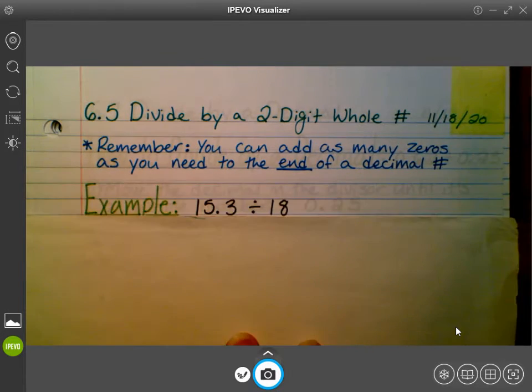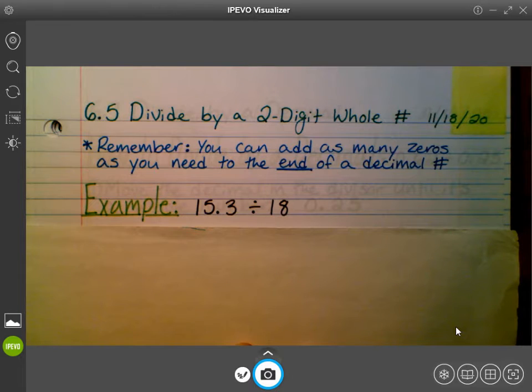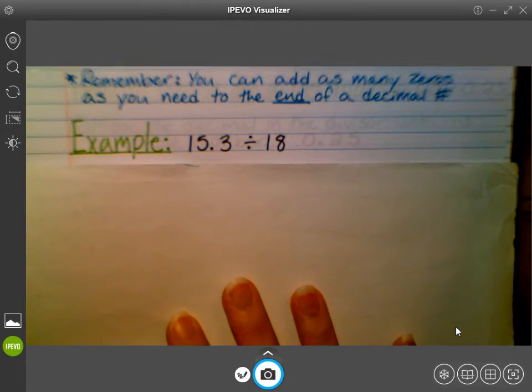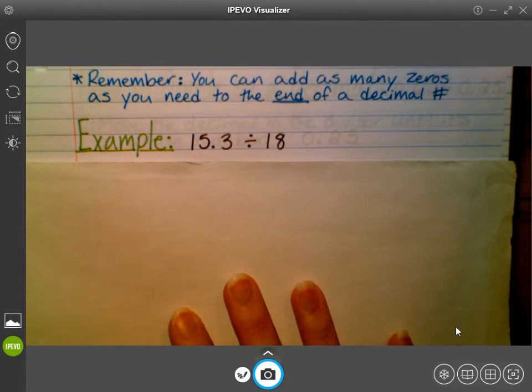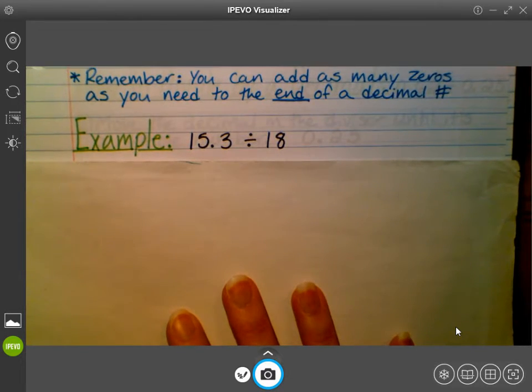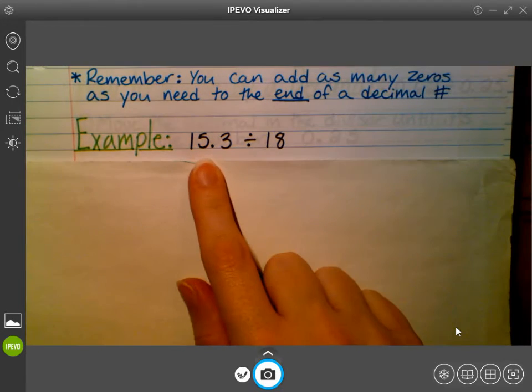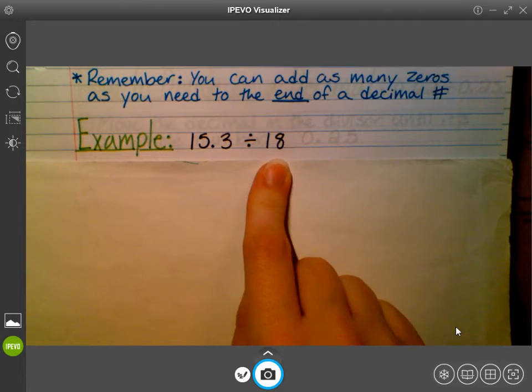So, we're going to get right into an example problem today. So, our example problem is 15.3 divided by 18. So you can see we're taking a decimal number and we're dividing it by a whole number that has 2 digits.